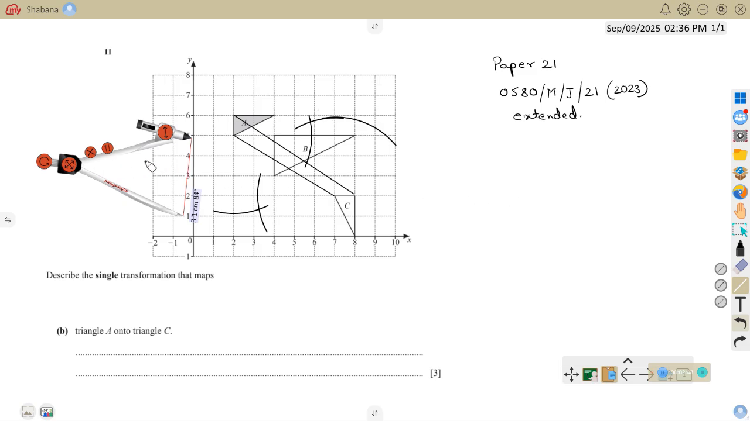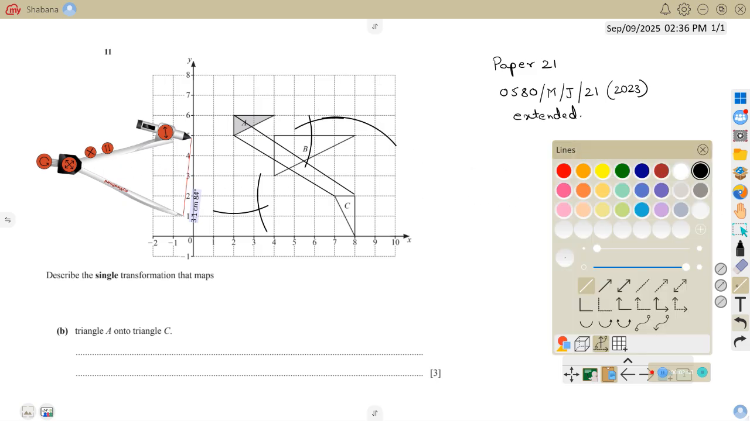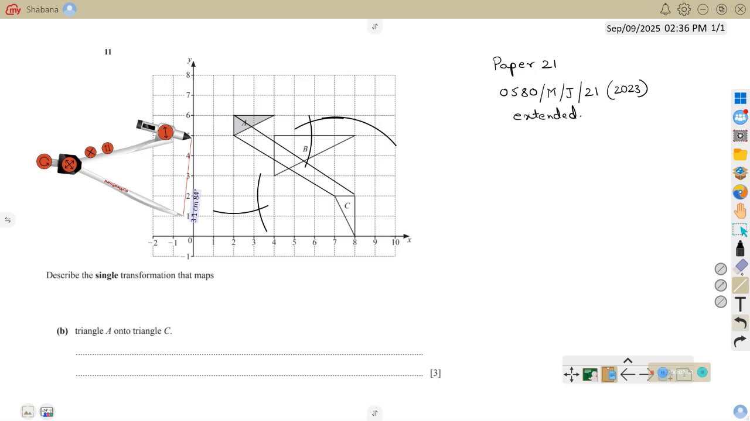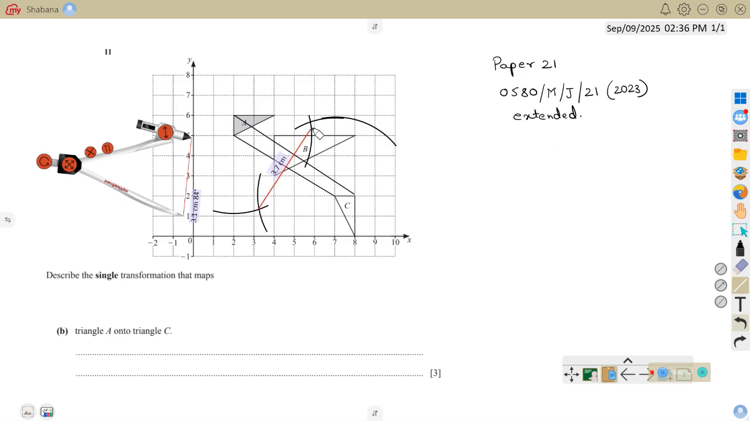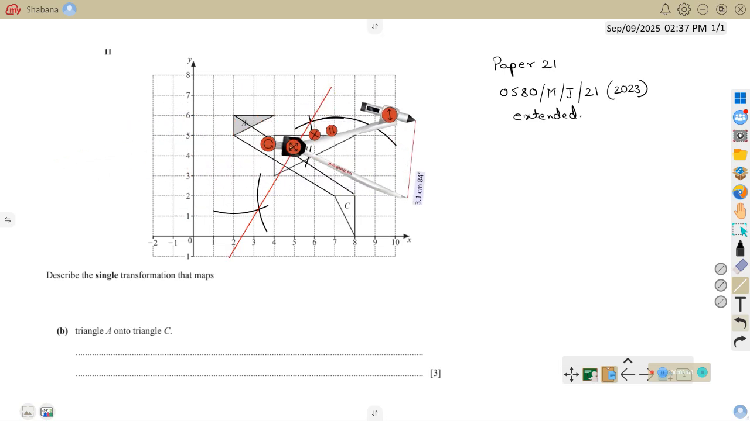Then join these two points, you can join using a ruler again. So this is the red color line which I had drawn, the bisector for that line. The bisector is drawn for the first line.